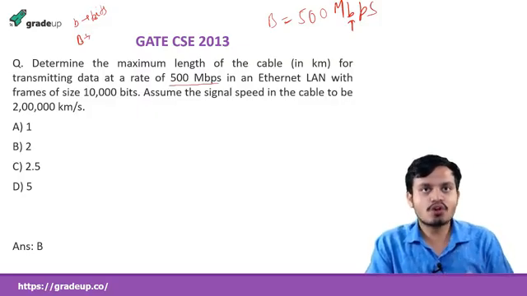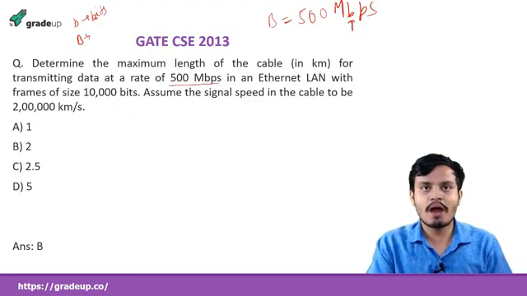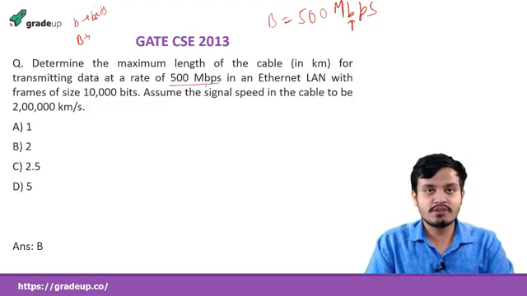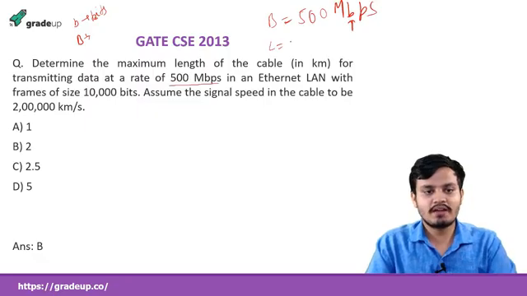And you have to solve lots of problems to understand this, because sometimes you will forget it, and when in the actual GATE examination you forget converting bits to bytes or bytes to bits, you will feel very guilty. So never and never neglect this thing, okay? So we are given the bandwidth equal to 500 Mbps in an Ethernet LAN, and the frame size has been given as, so this is the size of the packet, 10,000 bits.